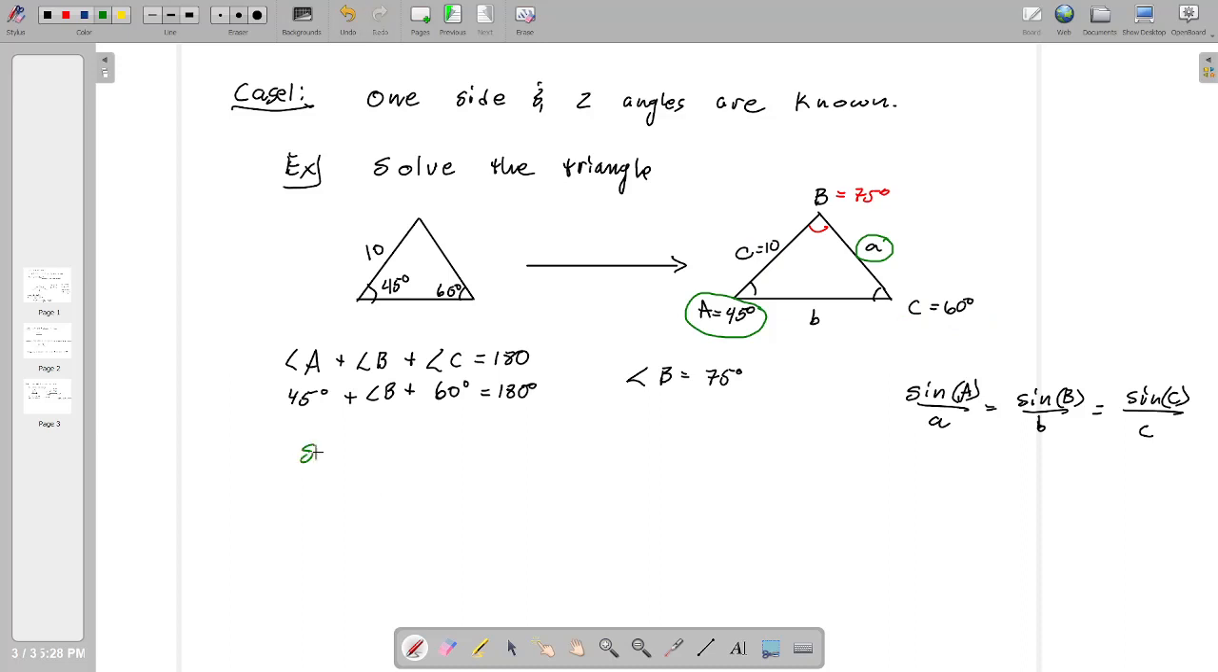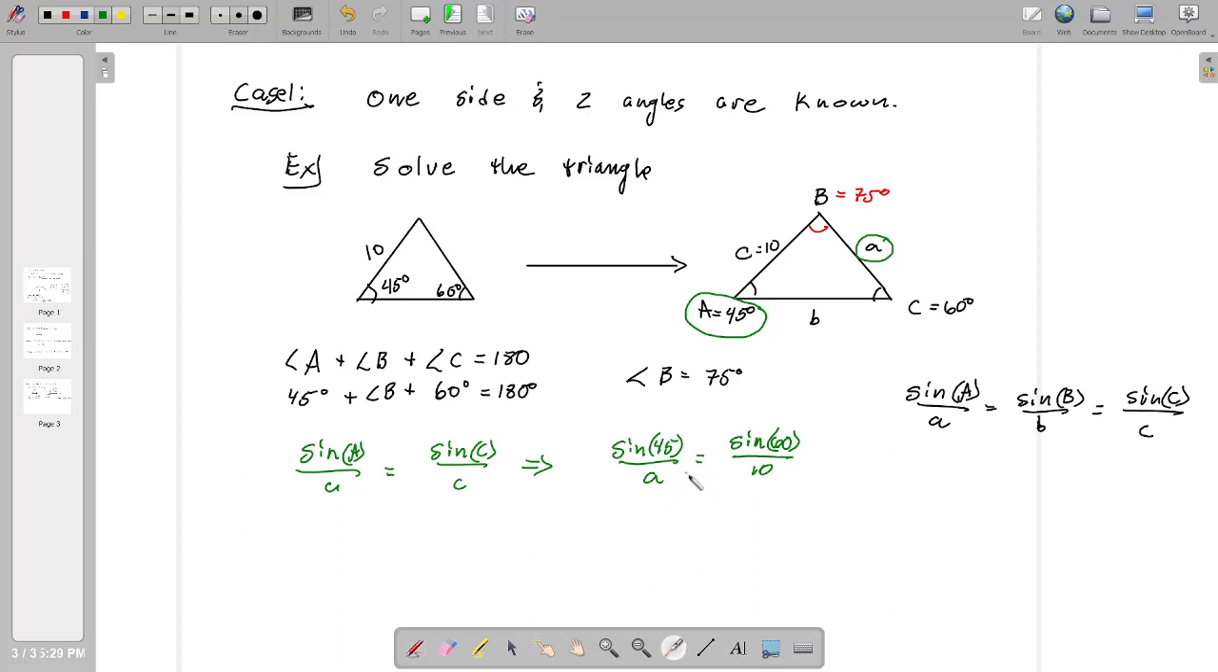So we have sine of A divided by A is equal to sine of C divided by C. Now notice we know both pieces of C. We know the side C is 10 and angle C is 60. And we know angle A is 45. So when we plug these in, we get that sine of 45 divided by side A is equal to sine of 60 divided by 10. All we need to do is solve for A now.